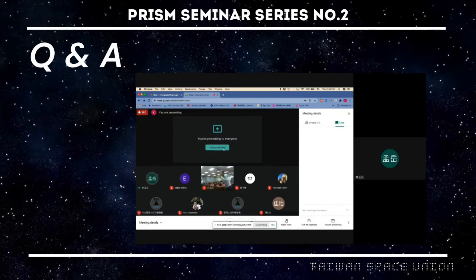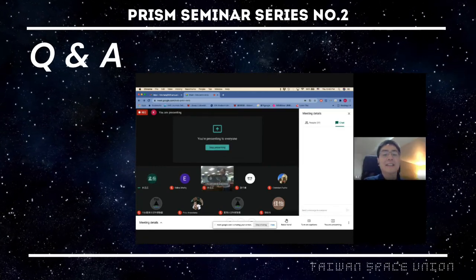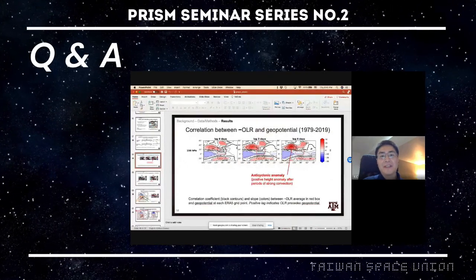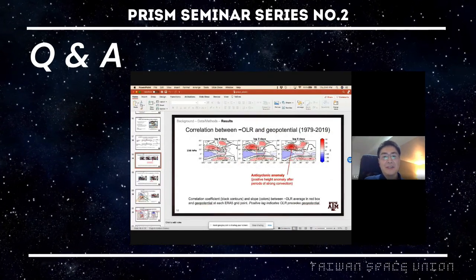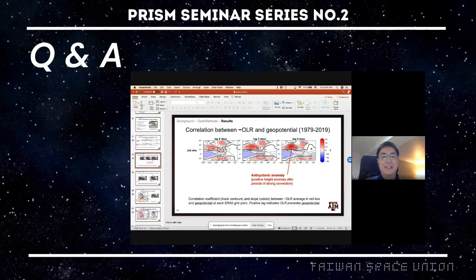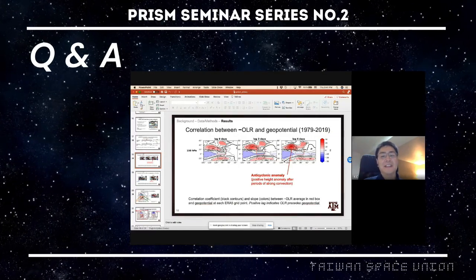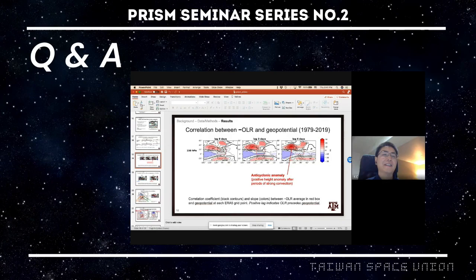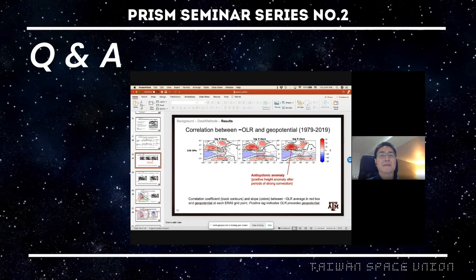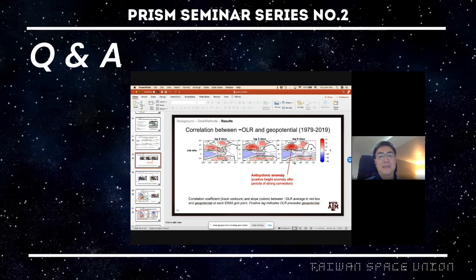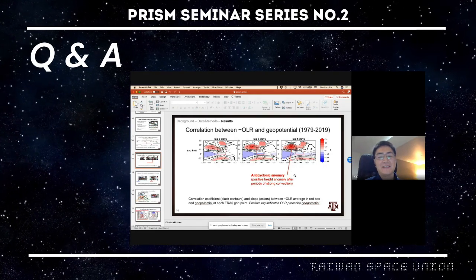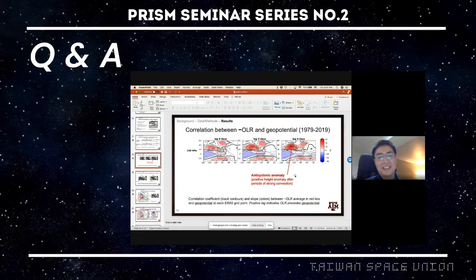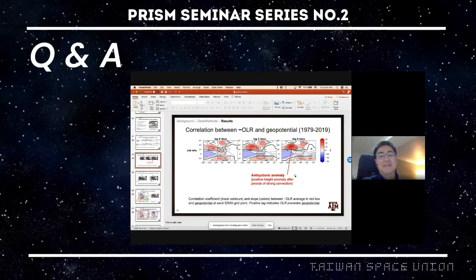Okay, but why 6 days? Oh, 6 days. The correlation is weaker at smaller lags, such as less than a week, because the atmosphere doesn't have enough time to respond. As for why it's maximum at 6 days, I think that is just the time scale of the response. I think it's consistent with some previous studies. But as for why it's 6 days, I don't have a good answer for that.